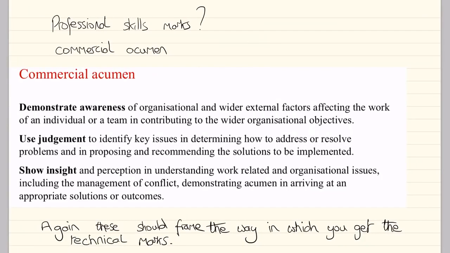Reminding ourselves about professional skills marks, we're talking about commercial acumen, in which we're demonstrating awareness, we're using judgment, and we're showing insight. So essentially, what would be the commercial benefit to the organisation of establishing a separate risk committee? Always think about the professional skills marks as the frame in which we get the technical marks.